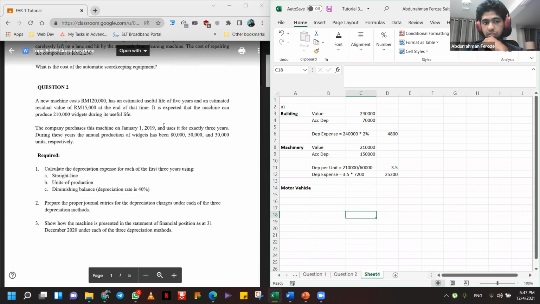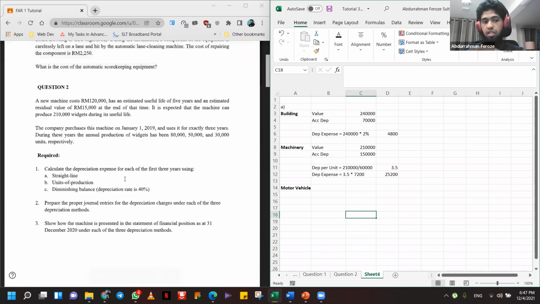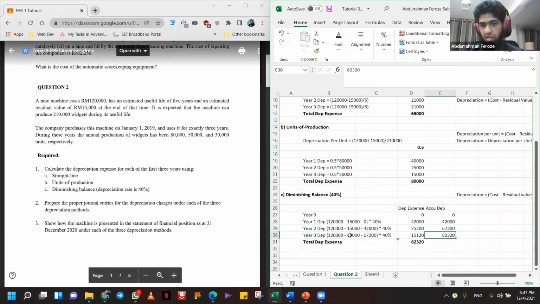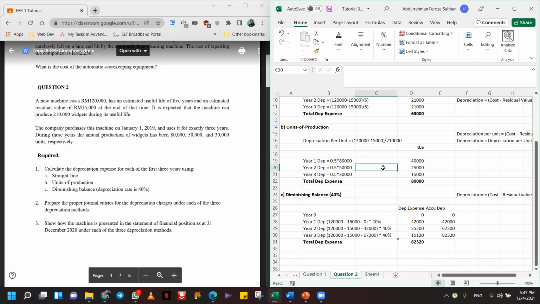For question two, for units of production, to find the depreciation per unit we do not need to know the useful life. In our working here, we did not use the useful life. What we need to know is the cost of the asset and how many units it will produce. Once we know the cost and the total number of units produced over its full life, you can get the depreciation per unit.